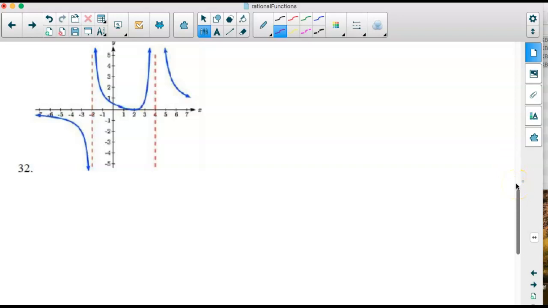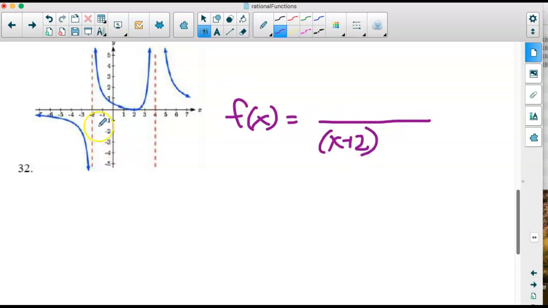Okay, so in this second example, we're going to do the same thing. We're going to take a look at the graph and get some information. We have two vertical asymptotes, two red dotted lines. So that's going to give us part of the function right away. That's going to tell us we're going to have x plus 2 down here for this x equals -2 line. This is x equals 4, so we're going to have an x minus 4 here.